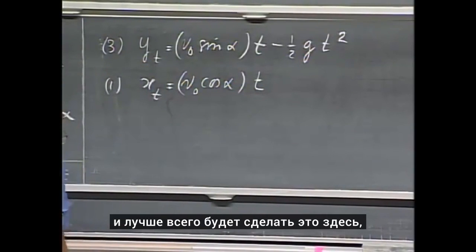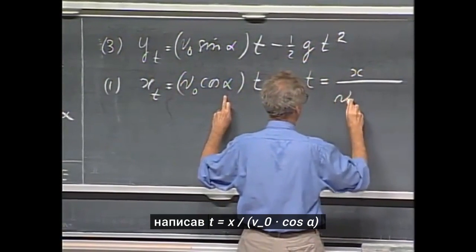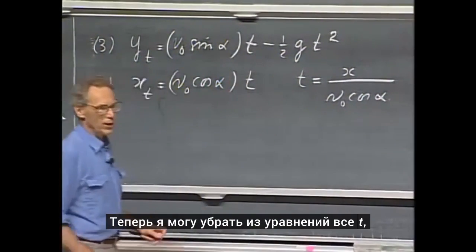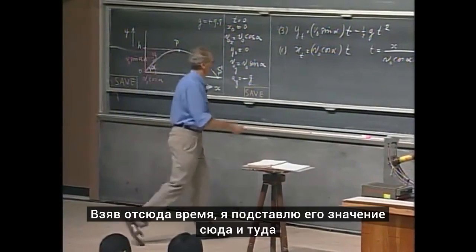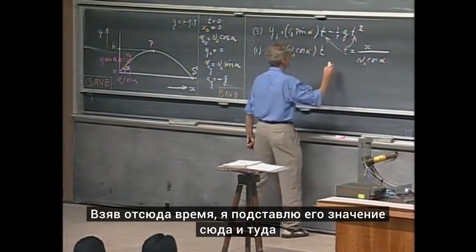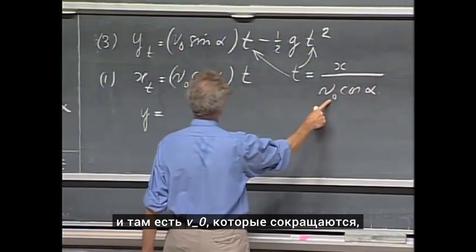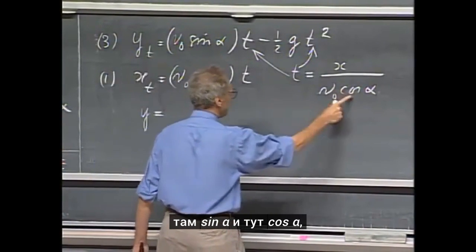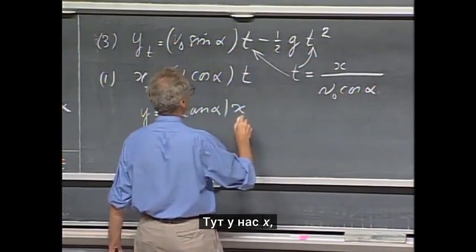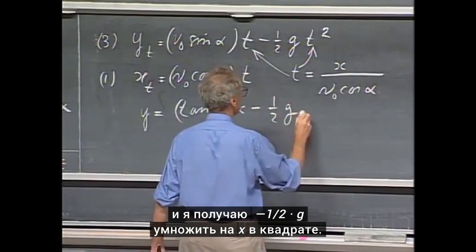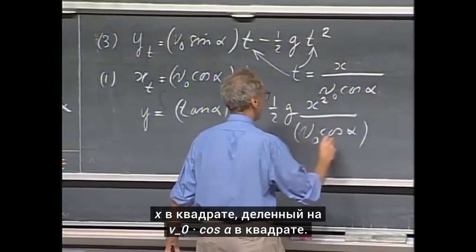Now I eliminate t, and the best way to do that is to write for t: x divided by v0 cosine alpha. Now I can drop all sub-indexes t, because we're now going to see y versus x. We're going to eliminate t. So I'm going to substitute this time in here and in there, and so I'm going to get y equals. There's a v0 here, and there's a v0 there. That cancels. There's a sine alpha here, and a cosine alpha there. That makes it the tangent of alpha, and then I have here an x. Then I get minus 1/2 g times this squared, x squared divided by v0 cosine alpha squared.